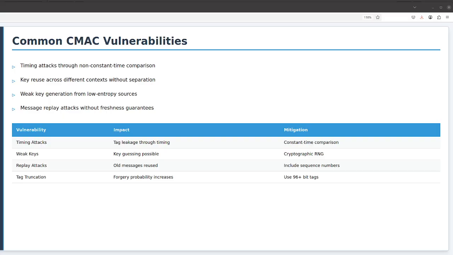Insufficient key protection leads to compromise. If keys are stored in configuration files with weak permissions, hard-coded in source code, or transmitted over insecure channels, attackers can obtain them. Once an attacker has the key, they can forge any message.